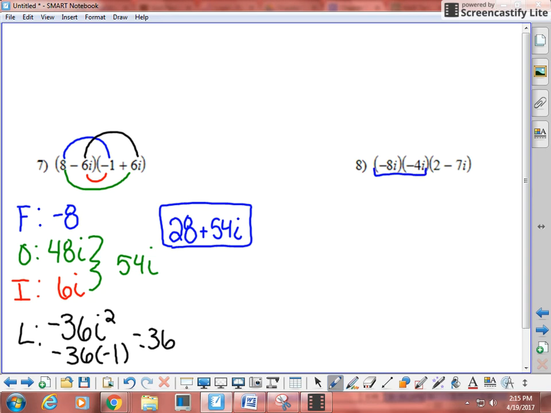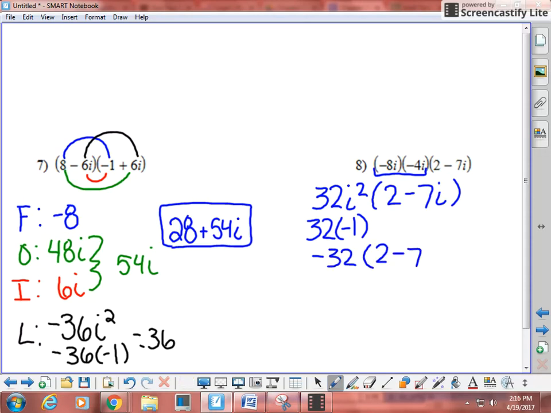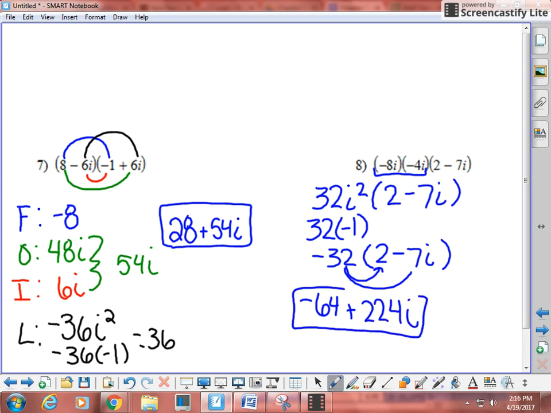Okay, then my last one. Multiply these two together first because they're both simple monomials by themselves. That gives me positive 32i squared. Then I'm going to multiply this, but first I can simplify because I know that this is really 32 times negative 1, which is negative 32. So now it becomes a simple distributive property. 32 times 2 is negative 64. Distributing 32 times 7 for the second part is going to be a positive 224i. And I have the real part first, the imaginary part second, the end.